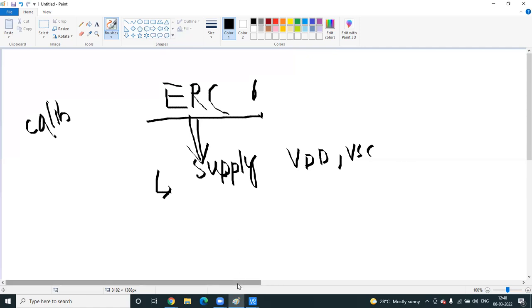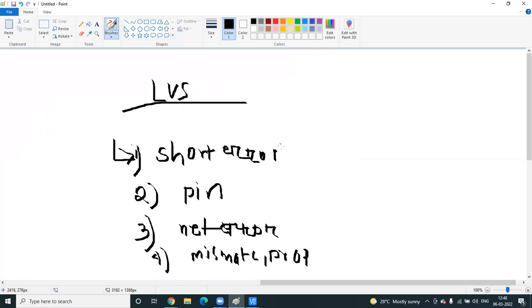Understand? Okay, what is this short error? Short error means when two pins are shorted. That is called short error. When one pin, one net is shorted, you will find it in net error. But when two pins are shorted, that time you will get the short error. Understand or any doubt? Okay.